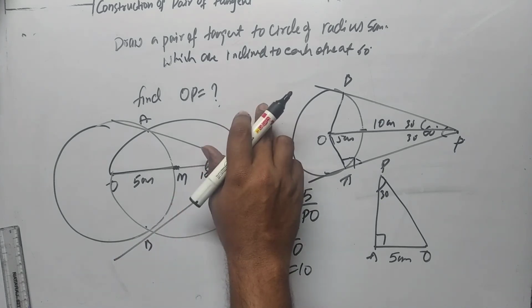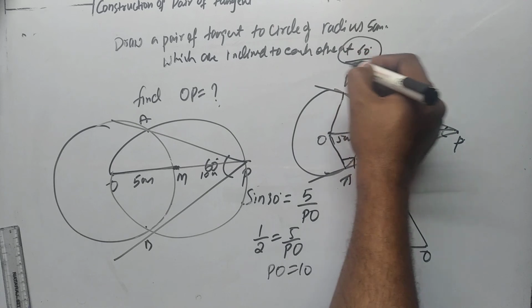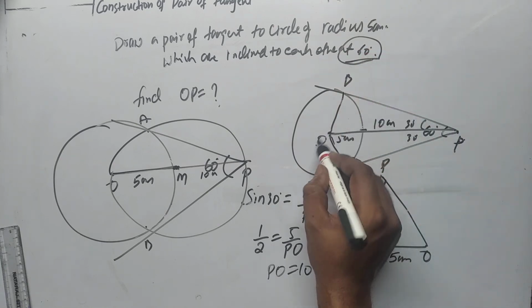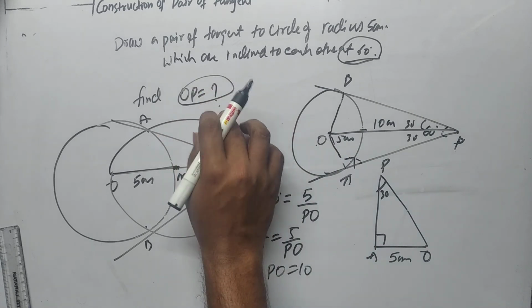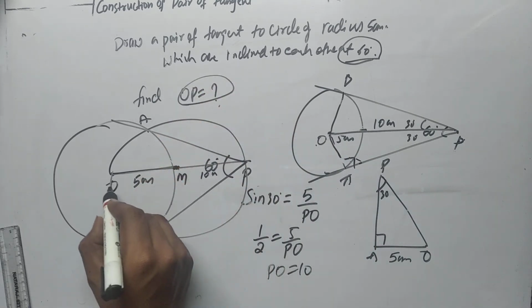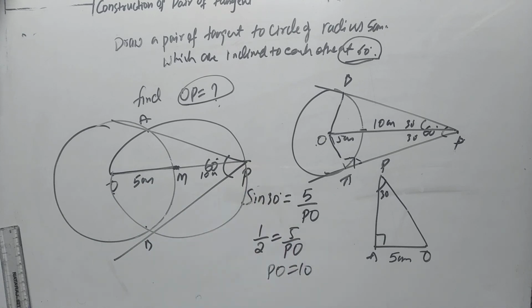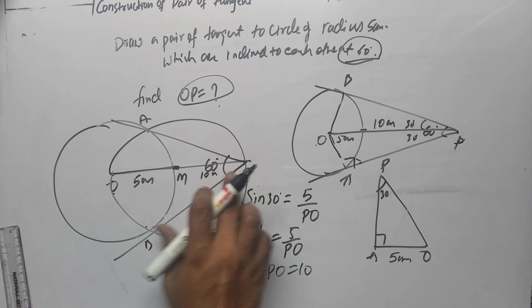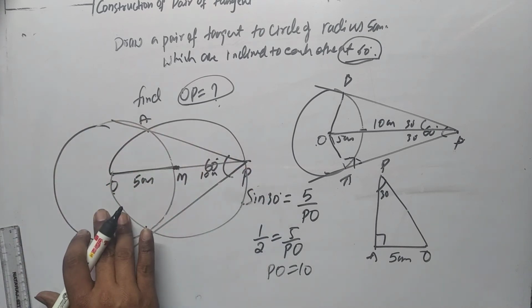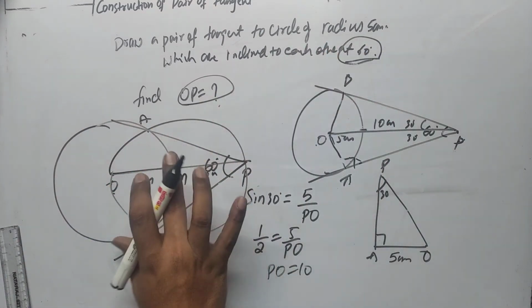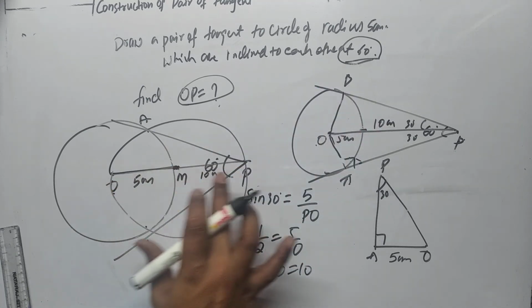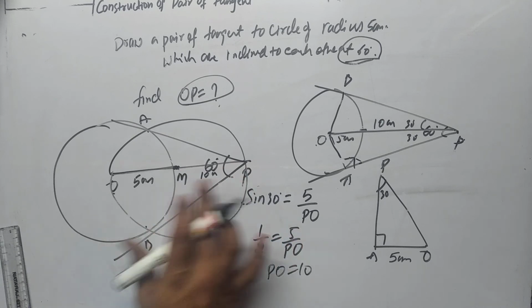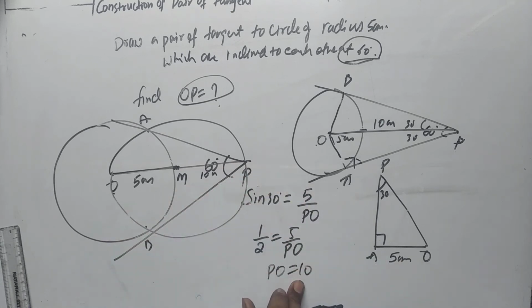Okay, so whenever any question is asked in this way, you need to find this hypotenuse, the PO value. If you know the distance between the center and the exterior point P from where you want to draw the tangents, then you can draw the construction. So if any question is asked, the first step is you need to find whether you have OP or not, the distance between the center and the exterior point. If it is not given, you have to find it with the help of trigonometry ratios.